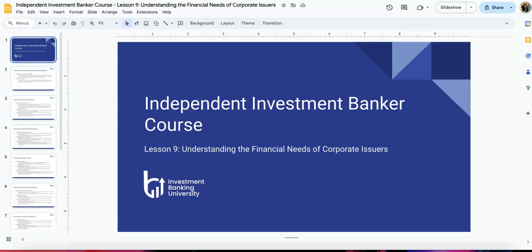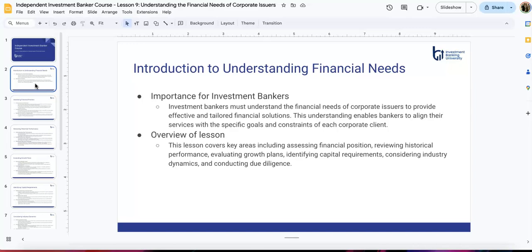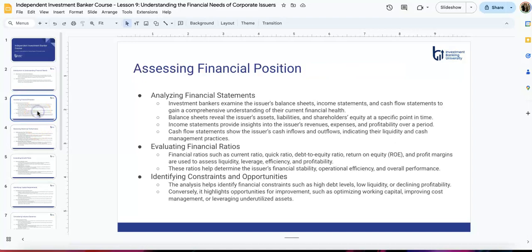Okay. So the needs analysis portion is going to be the discovery in order to find out where they are now and where they're trying to go. In terms of understanding financial needs, investment bankers must understand the needs of corporate issuers to provide effective and tailored financial solutions. This understanding enables bankers to align their services with the specific goals and constraints of each corporate client. In terms of what we're going to be discussing: assessing the financial position, reviewing historical performance, evaluating growth plans, identifying capital requirements, considering industry dynamics, and conducting due diligence.